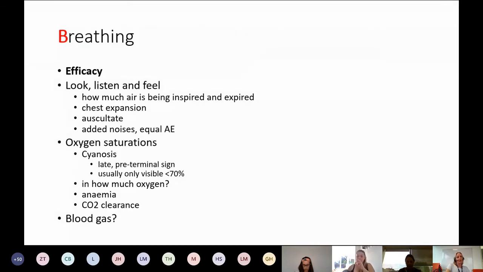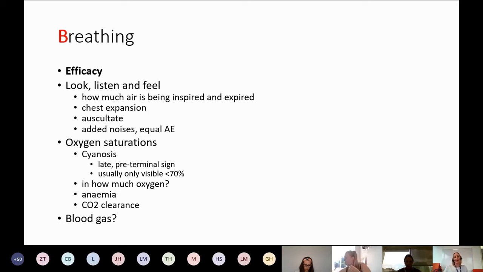So that work of breathing they're putting in, is it actually being effective? Is it actually getting the air in and out, saturating them, and everything we want their respiratory function to be doing? So how do we assess the efficacy of breathing? Again, I'm going to say it again and again, we look, we listen, and we feel.